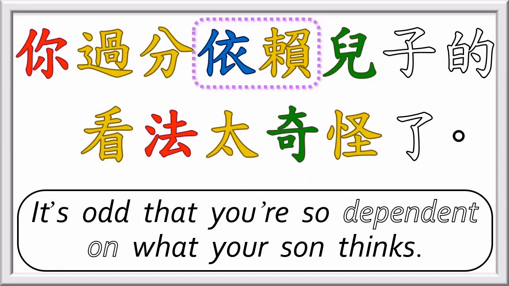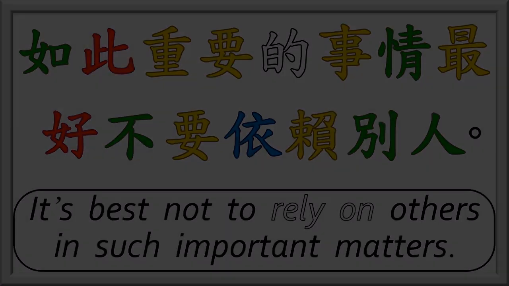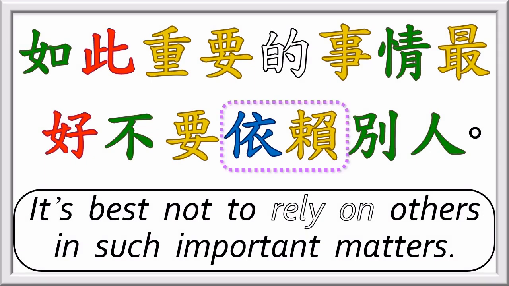你过分依赖儿子的看法是太奇怪了。It's strange that you're so dependent on what your son thinks. 如此重要的事情，最好不要依赖别人。It's best not to rely on others in such important matters. To translate as usual, as before, or still, the phrase 依然 works very well. 然, you'll recall from lesson 61, means like this or like that, the way things are or the way they were.